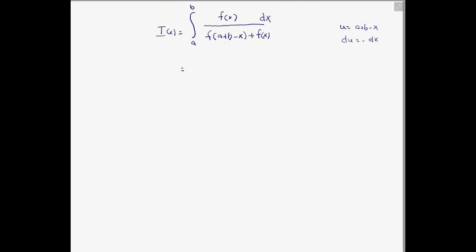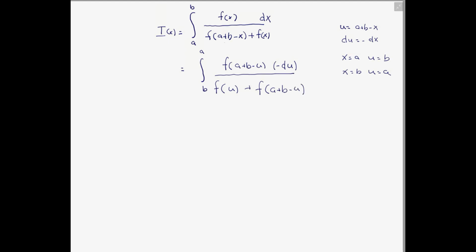So we say that I of x is equal to this integral. And then we use the substitution for the argument of the integral, so we say that u equals a plus b minus x, and then du equals minus dx. What we need to do first, this is one of those cases where we do want to figure out the limits. So in this case, when x equals a, u equals b, and when x equals b, u equals a. So we have a reversal of the limits.